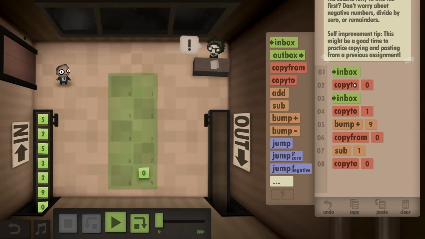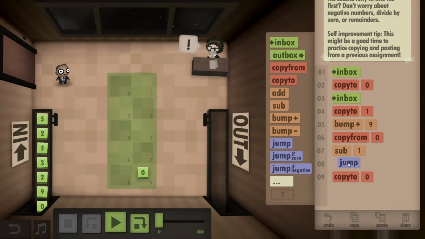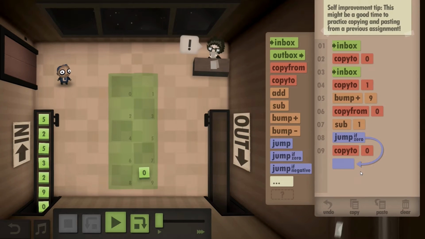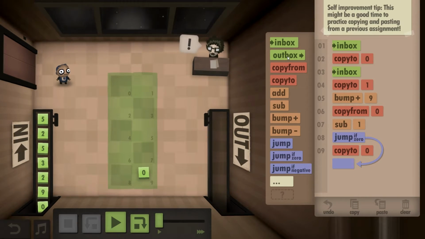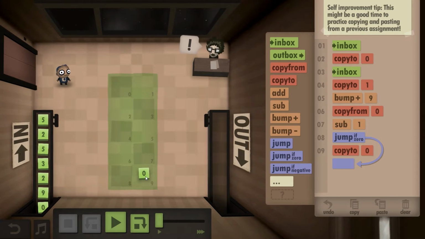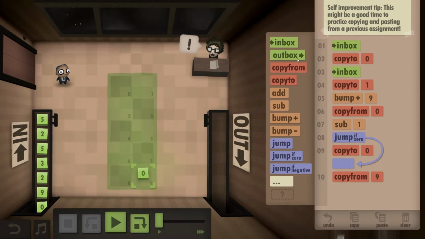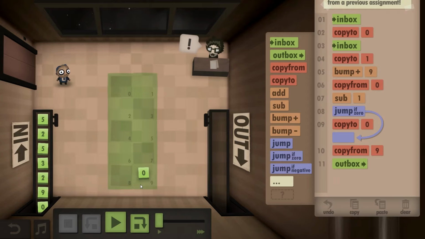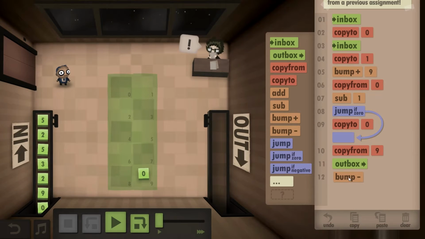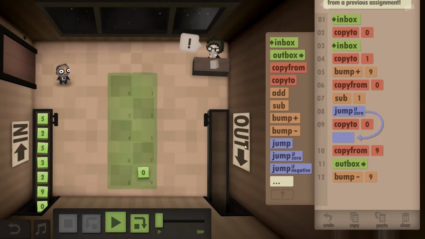So, what have we got to start with? We copy both numbers down, we bump up, copy from 0, sub from that, copy to 0. If we sub from 1, and the number is 0, then we can just outbox a 0. No, we can't. If the number is 0, we copy from 9 and outbox it. We copy from 9. Outbox that number. And then we bump that back down to 0.